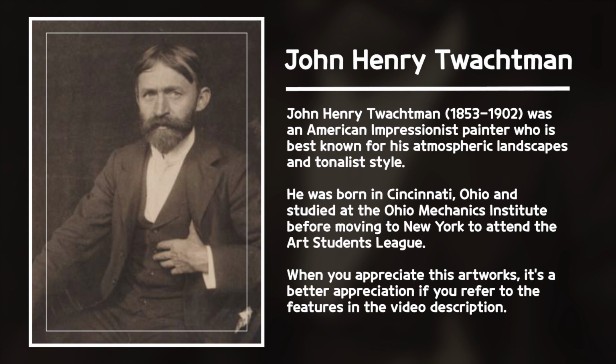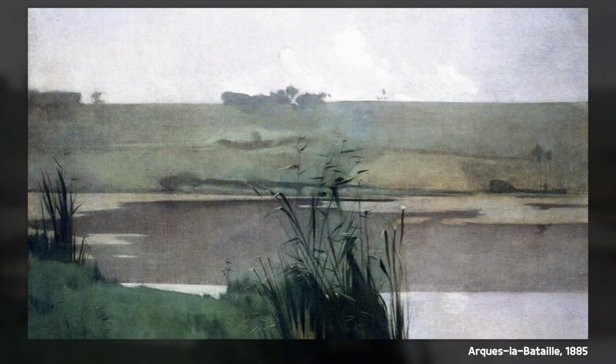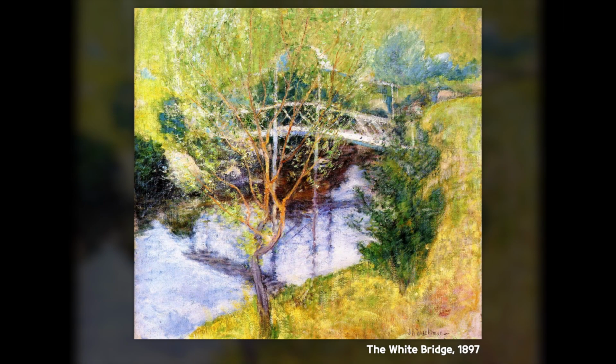He was born in Cincinnati, Ohio and studied at the Ohio Mechanics Institute before moving to New York to attend the Art Students League. Twachtman's early work was influenced by the Barbizon School of landscape painting and the dark tonalities of the Munich School. Like many other gifted and driven artists of his generation, including Henry Twachtman and Diego Rivera, he sought his training in Europe.